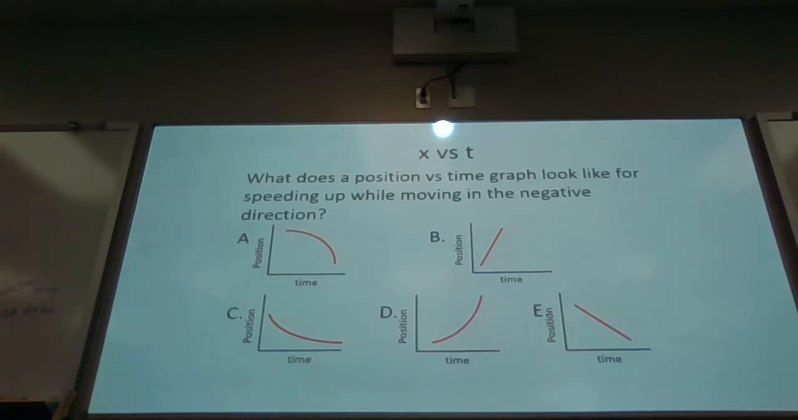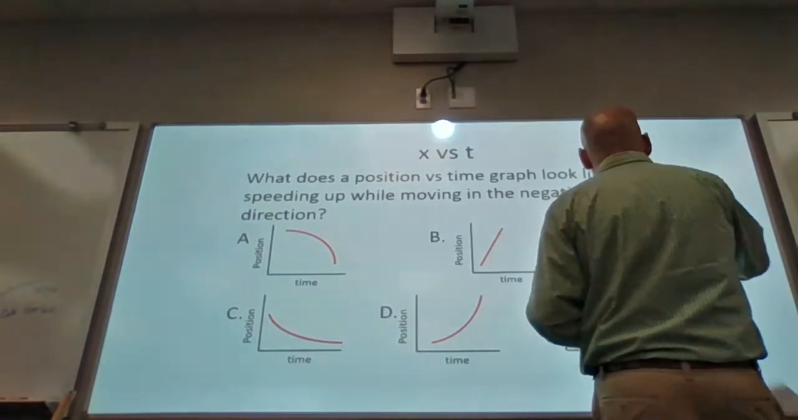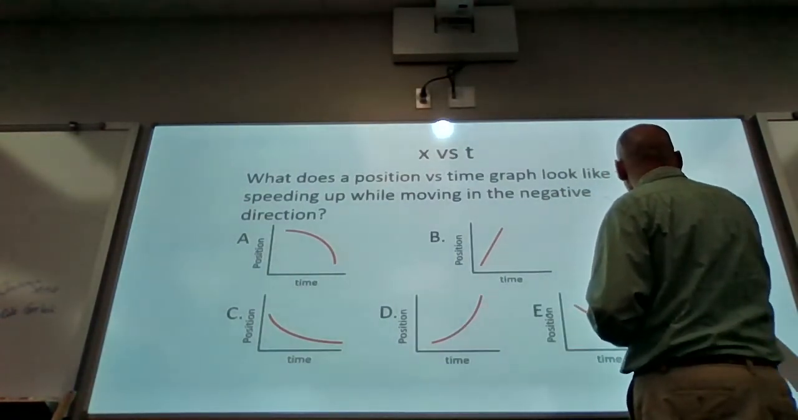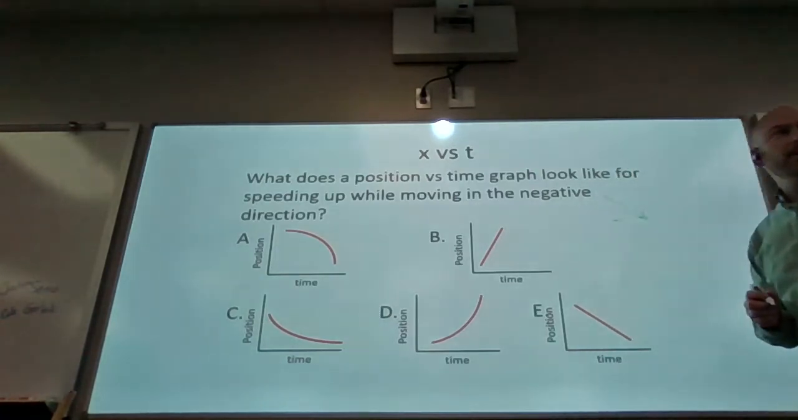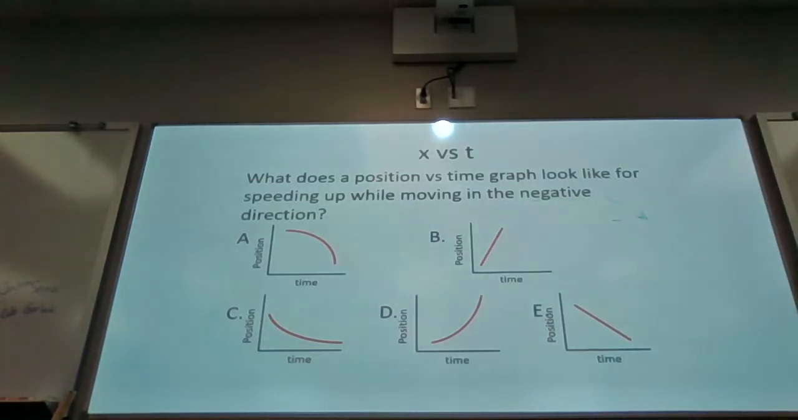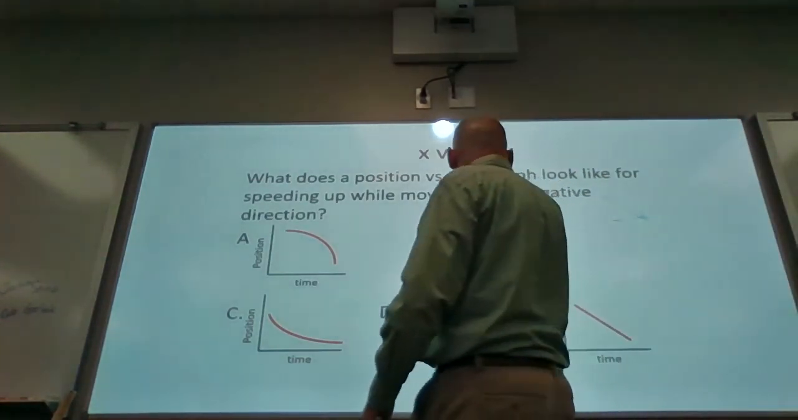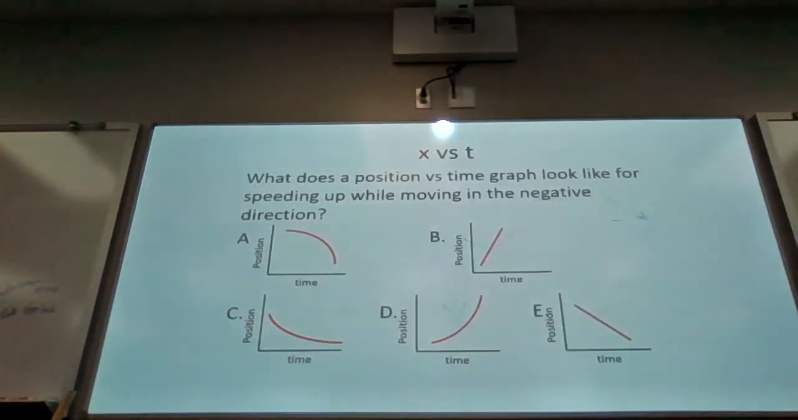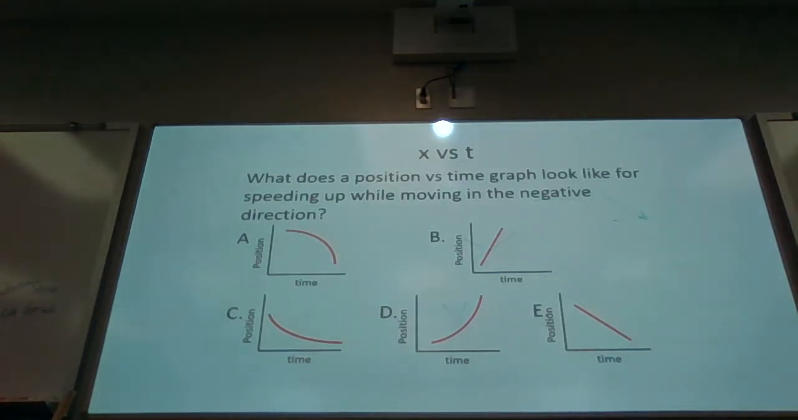Okay. Heard a lot of good conversations. Let me talk you through this kind of new ground. We're breaking new ground on this one. We want slopes, any slope that's going in this direction, because you're moving in the negative direction. So that knocks out B and D. You okay with that? Process of elimination here.